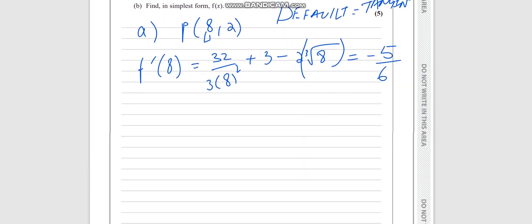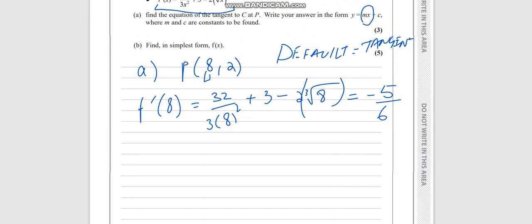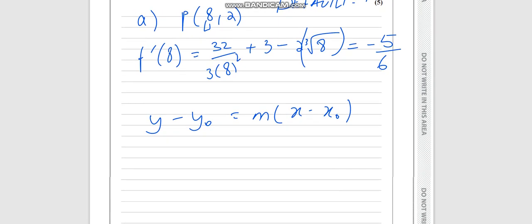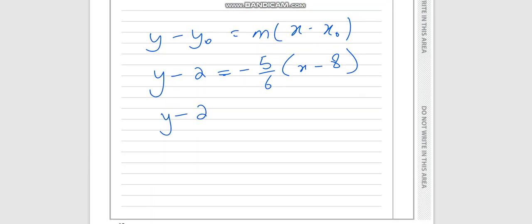So now I'll use this formula to find the equation: y minus y naught equals m times x minus x naught. We know the 2 points, 8 and 2, and we know the gradient. So this will be y minus 2 equals minus 5 upon 6 times x minus 8. Now I just multiply the brackets out. That's minus 5 upon 6 x, and that's a positive 20 over 3, when I multiply 5 over 6 by minus 8.